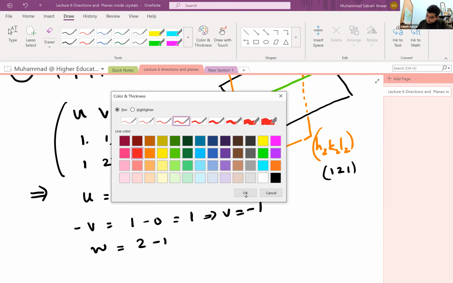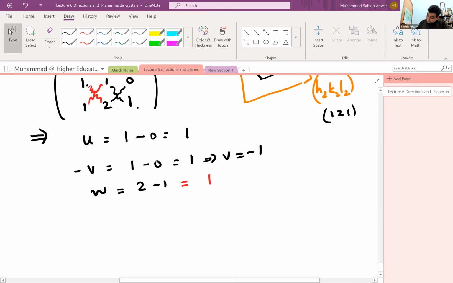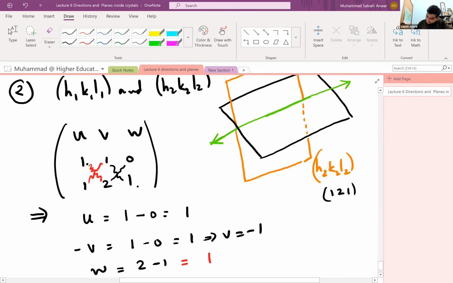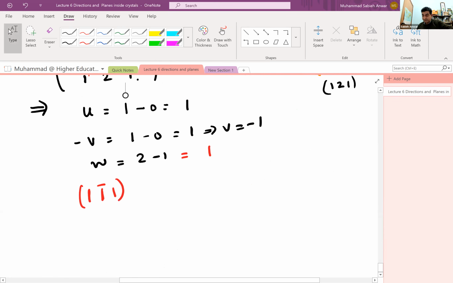multiply these two numbers and these two numbers and subtract. So 1 minus 1, 1 is this particular direction here, and this direction would be 1 bar, 1, 1, 1 bar. Okay, so I can find out the direction at which two planes meet.